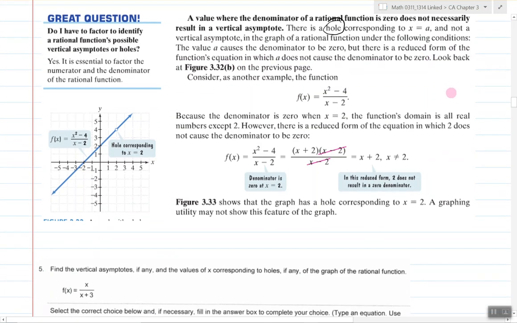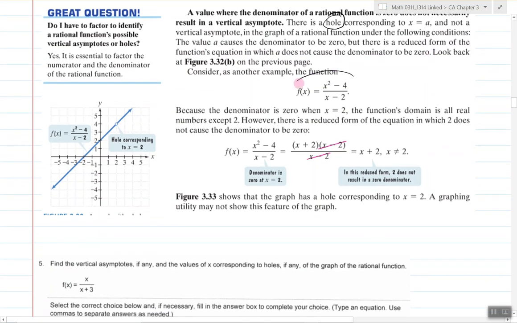So this example shows it much better. What if this is your rational function? You look at this, and immediately, if I ask you about the domain, you would say x cannot be 2 because that's an exclusion. But if we reduce this by factoring the numerator and factoring the denominator, then it is equal to this.